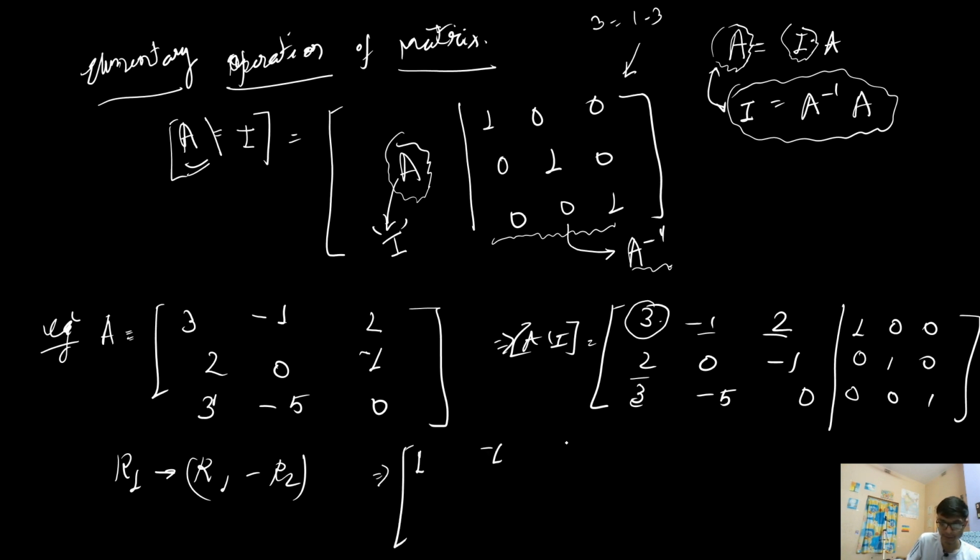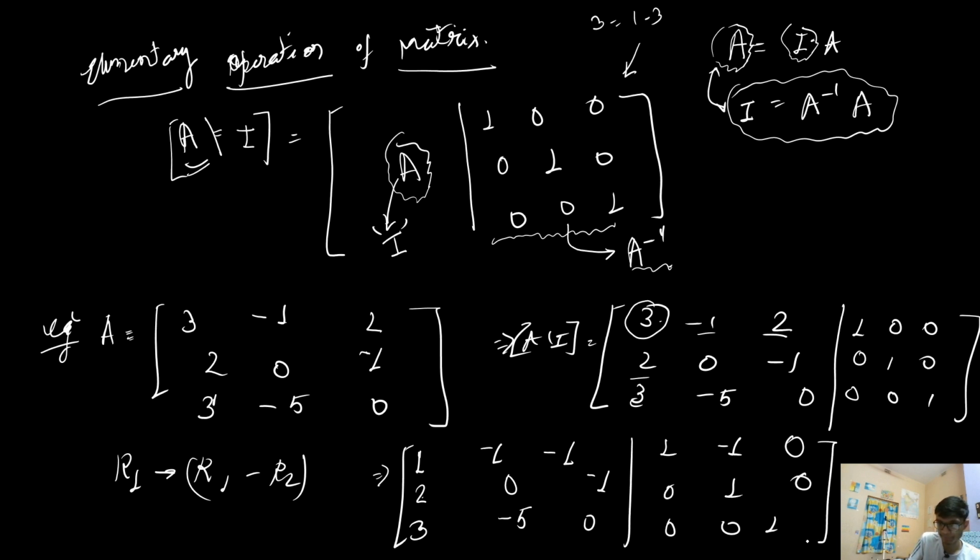Then I get minus 1 here, and the rest stays the same: 2 3, and this will be 0 minus 5, this will be minus 1, this will be 0. The simultaneous application should be done here also, so these values will be 1, minus 1, 0, then 0 1 0, and 0 0 1.